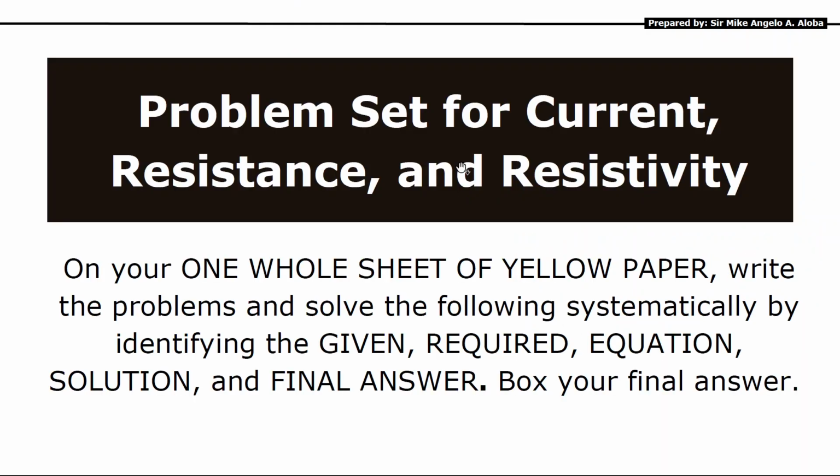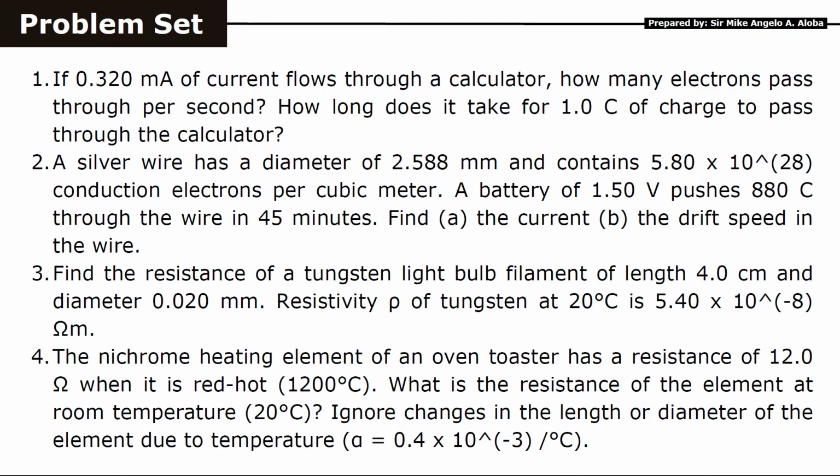So that would be all for your problem set for this topic: current, resistance, and resistivity. On your one whole sheet of yellow paper, write the problems and solve the following questions systematically by identifying the given, required equation, solution, and final answer. Please box your final answer. Here is your problem set. You can pause the video now.